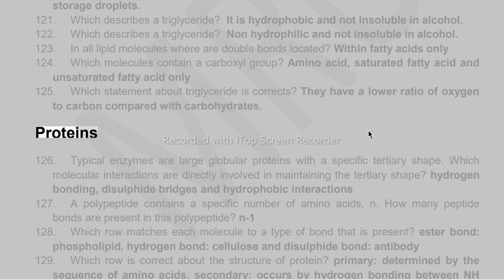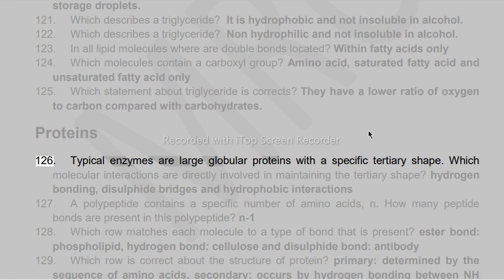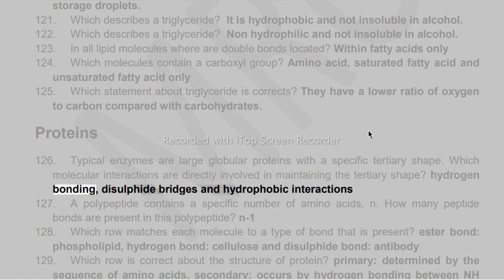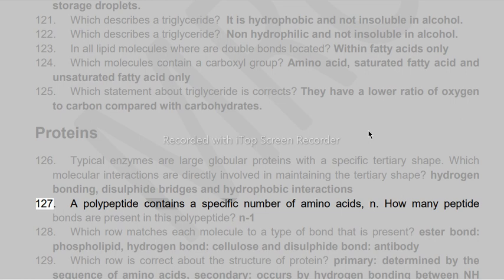Proteins. 126. Typical enzymes are large globular proteins with a specific tertiary shape. Which molecular interactions are directly involved in maintaining the tertiary shape? Hydrogen bonding, disulfide bridges and hydrophobic interactions.